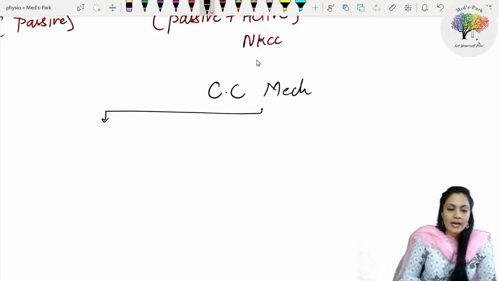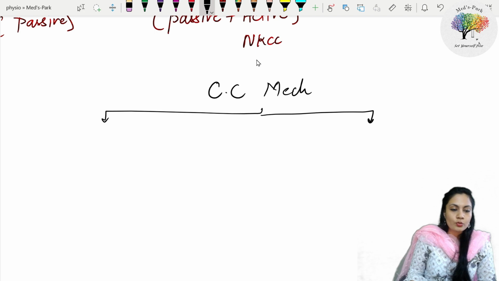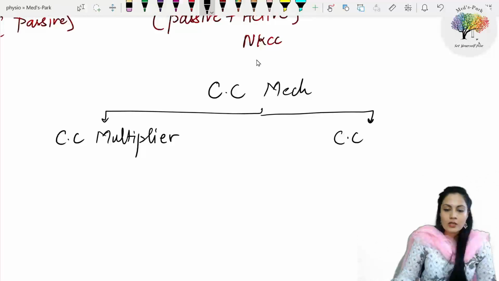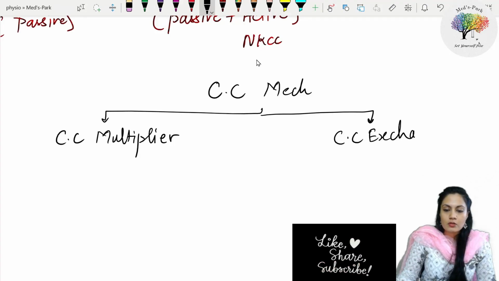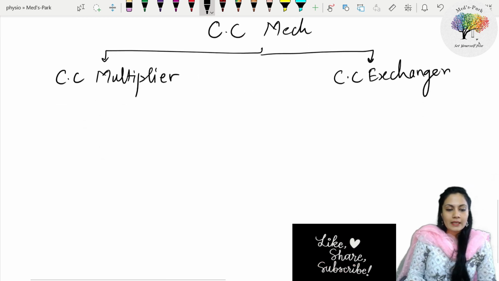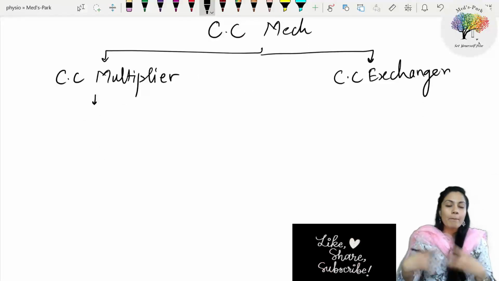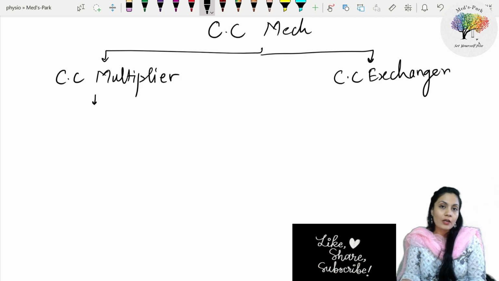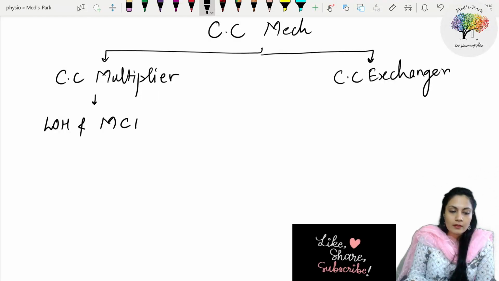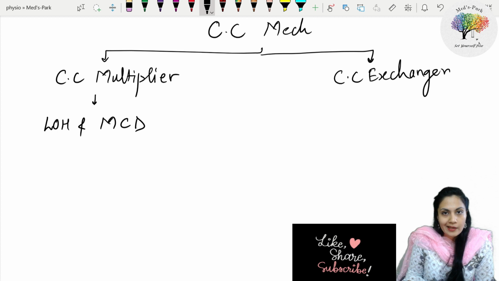If I have to divide that into two parts, I'm going to write them as counter current multiplier and counter current exchanger. These are the two parts. Now the counter current multiplier is going to multiply the osmolarity of the medullary interstitium. Which are these two? The two things are the loop of Henle and the MCD, that is nothing but the medullary collecting duct.